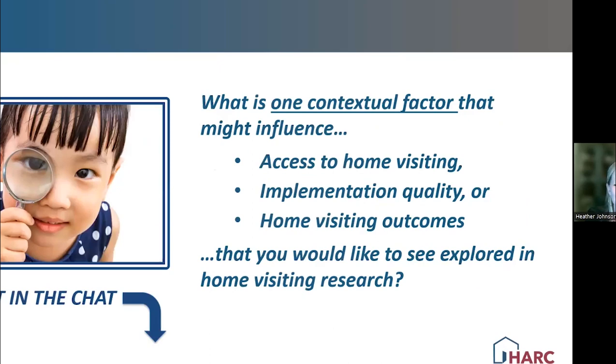So now that you've seen a few examples of contextual factors, we want to take a second to hear from you. Think for a second about one contextual factor, access to home visiting, implementation quality, or home visiting outcomes that you would like to see explored in home visiting research or evaluation. And go ahead and type that in the chat. Remember that the list that you saw on the previous slides include only a few examples from our full taxonomy. So there are many more contextual factors on the list.